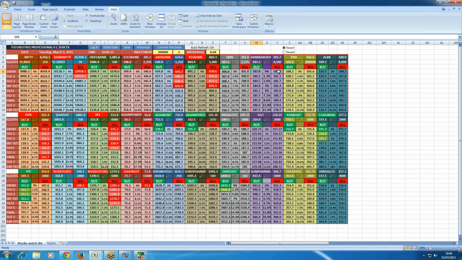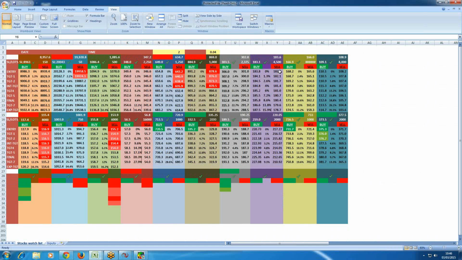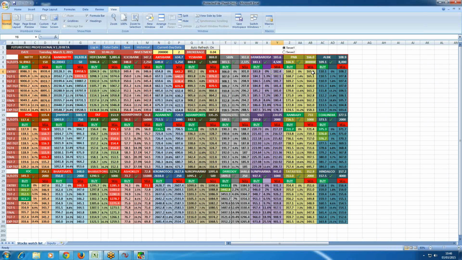So if you have observed, we had this Bank of Baroda buy. Now it's at 183.70. 182.40 is your sell. And 165.60 is your sell for PNB. Now the current price is 166. ALBK you will have a sell call at 108.20.